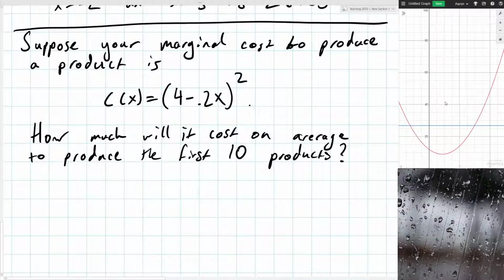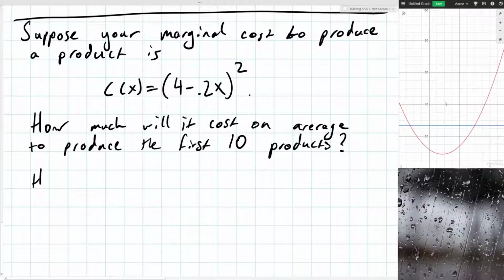So this is asking about an average cost. I've given you a marginal cost, which tells you how much is the cost to make the xth item, right? So if you have a marginal cost and you plug 5 into that, that'll tell you how much it costs to make the 5th item, right? But what I want to know is what's the average cost spread out over the first 10 products, right? So here we can use the average value formula.